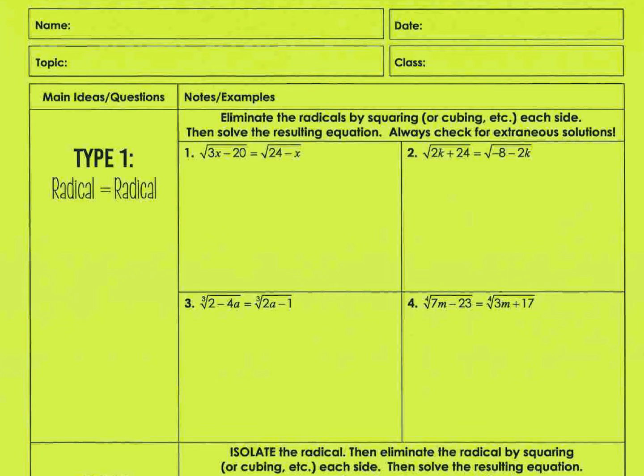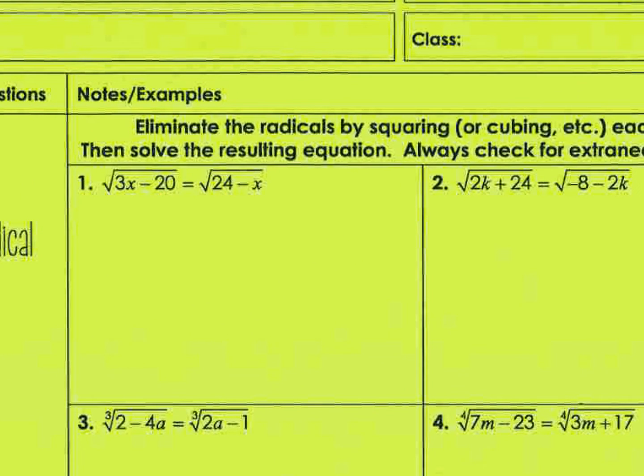All right. So we've got a couple different ways we can solve radicals. The big thing is to get the radicals isolated. You can either get a radical on each side. If you're lucky, you have radicals on each side, and you can just get rid of the radical by doing whatever it says. Like, look at number 1.